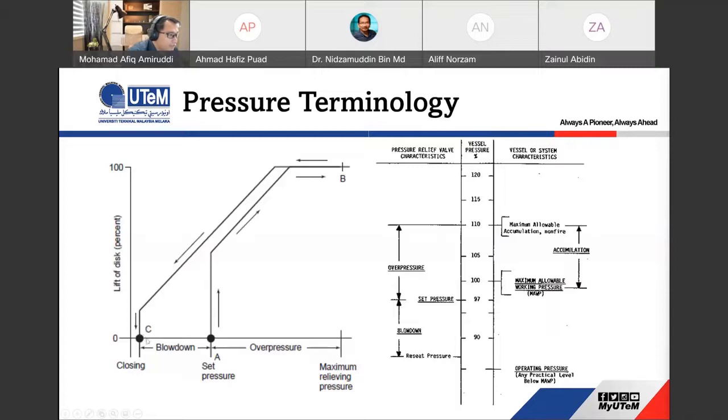Then if the pressure inside the tank reaches the set pressure, the valve will relieve, will relieve until over pressure. Then until point B, it will release back to closing. So between this set pressure and closing, we call it blow down. If we give the set pressure some allowable time, we call it over pressure. If it's beyond 10%, we call the PRV a failure, so it needs to be calibrated.